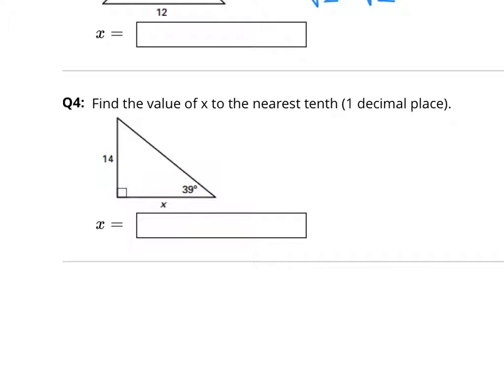Question 4, we're going to round this to the nearest tenth. So what are we dealing with here? Here's our angle. Then I like to label sides. Opposite this angle, this is the opposite side, which makes him the adjacent. This would be the hypotenuse. We don't know anything about this guy, so we want to use tangent because tangent is opposite over adjacent.